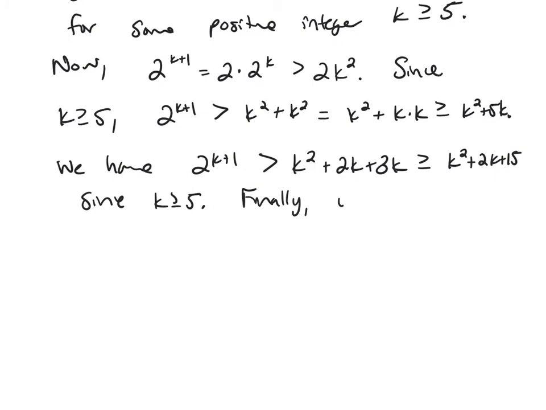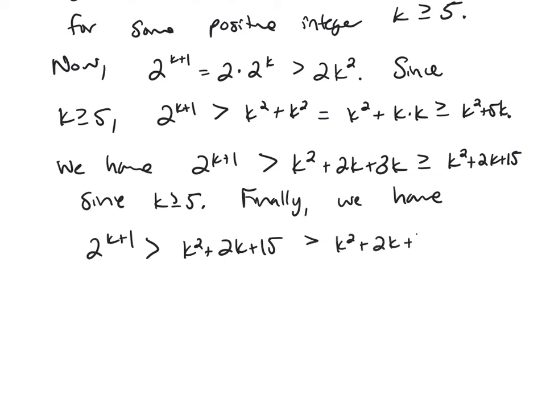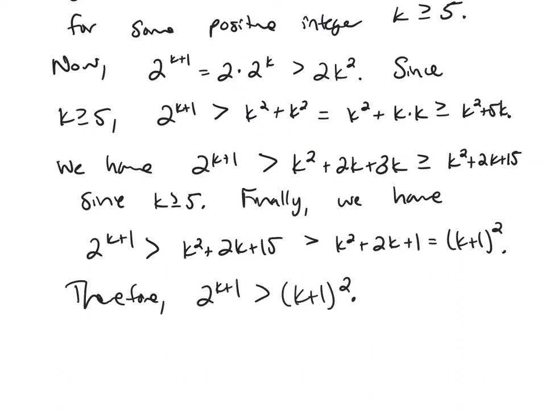Finally, we have that 2 to the k plus 1 is greater than k squared plus 2k plus 15, which is strictly bigger than k squared plus 2k plus 1, which equals k plus 1 squared. Therefore, 2 to the k plus 1 is greater than k plus 1 squared. And that's the end of our proof.